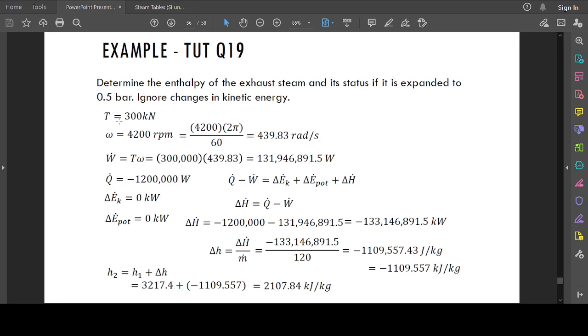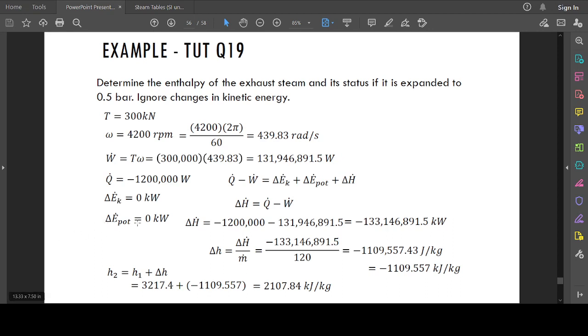So we know the torque, 300 kilonewton, and we need to calculate the angular velocity. We know the RPM, so we calculate the angular velocity, and multiplying the angular velocity by the torque will give us the work done by the system. We know the heat lost by the system is 1200 kilowatt, and since we are asked to ignore the effects of potential energy and kinetic energy.